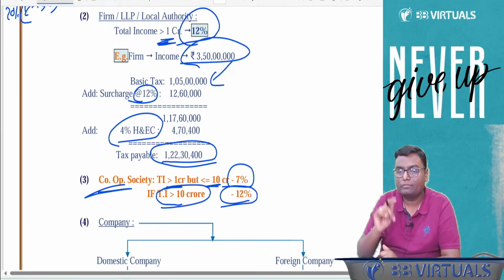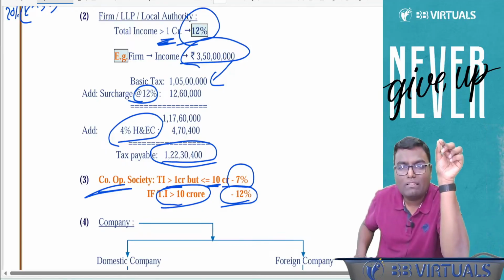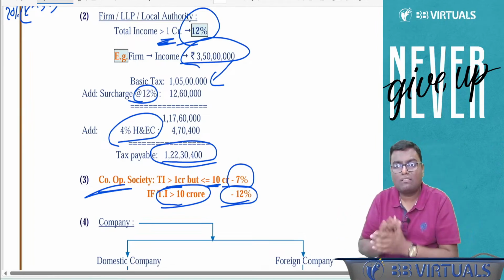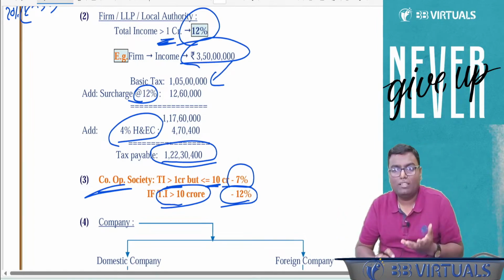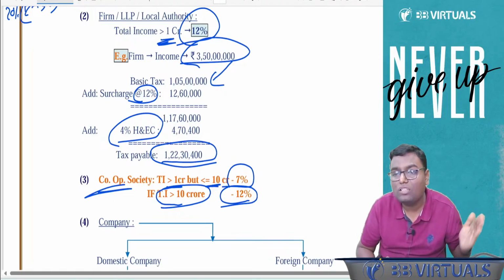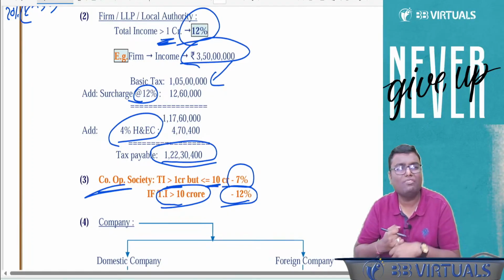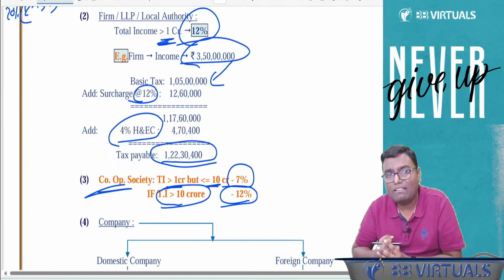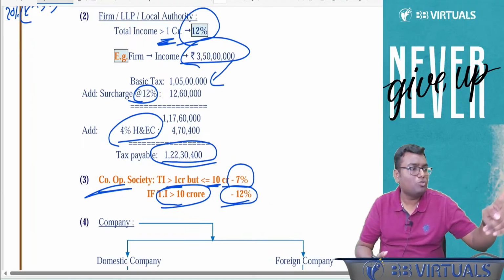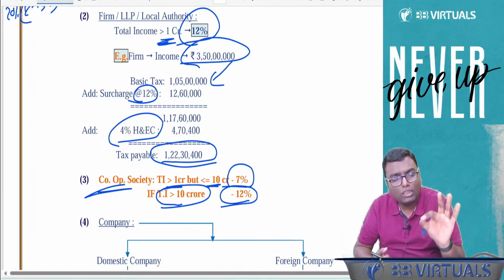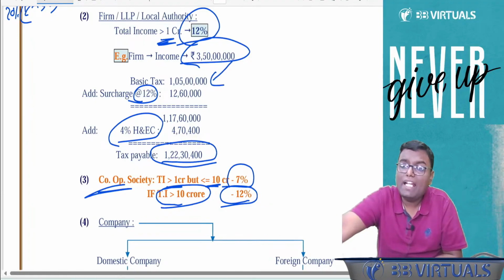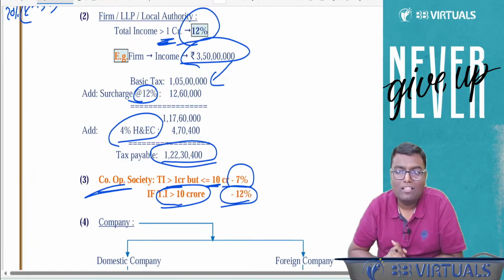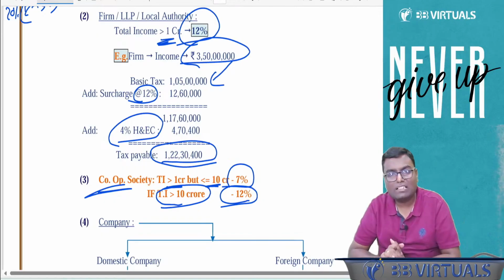If you closely observe, for a partnership firm, what is the rate of surcharge? Can I say for a partnership firm, it is more than 1 crore, 12%. Government said, okay, we will give concession to the cooperative society because they are generally working in rural areas. So the concession has to be given. Which concession is given? More than 1 crore up to 10 crore, only 7%. And if it is going more than 10 crore, then the rate of surcharge will be 12%. So the concession is given in the rate of surcharge.